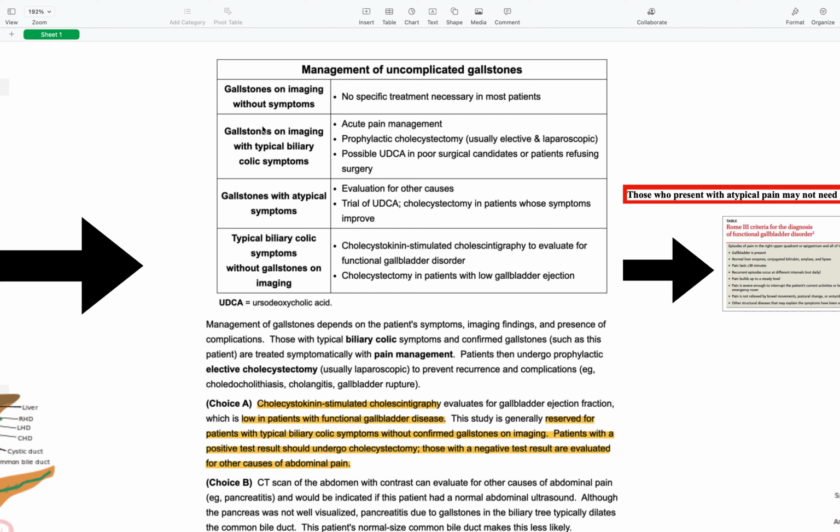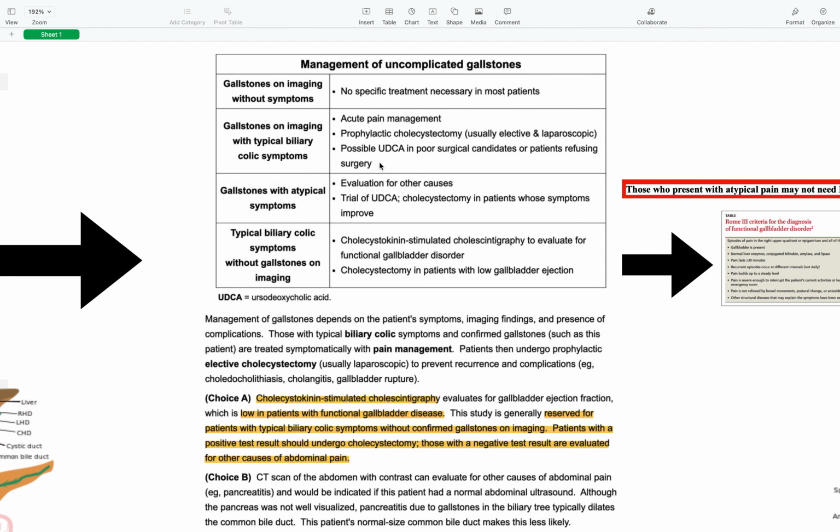What if a patient comes with a gallstone on imaging with typical biliary colic symptoms? As we said earlier, acute pain management, then prophylactic cholecystectomy, which has to be elective, it's not emergent, but within 72 hours of hospital admission. All right, and possible UDCA. UDCA is ursodeoxycholic acid. The mechanism of ursodeoxycholic acid is that it melts the gallstones. Okay, so this can be considered in poor surgical candidates or patients who are refusing surgery.